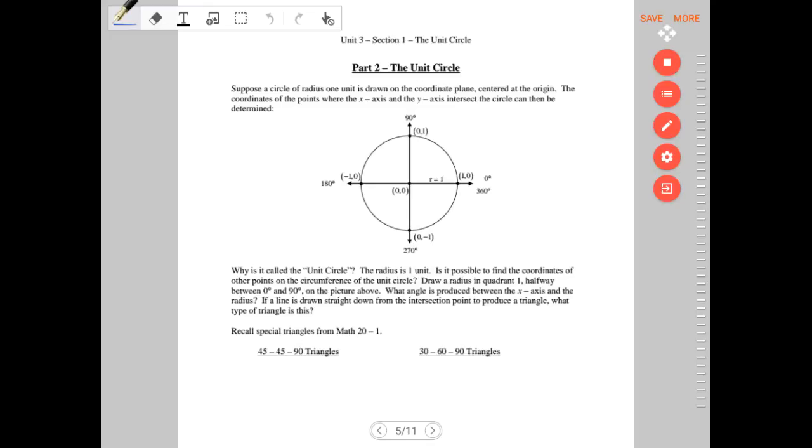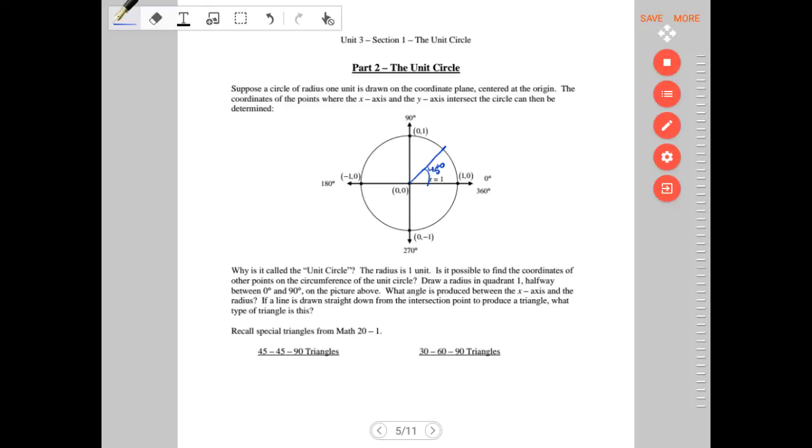Is it possible to find coordinates of other points on the unit circle? Of course. So, if you were to draw a radius in quadrant 1 halfway between 0 and 90 on our picture, so we go right about here, what angle is produced between the x-axis and the radius? Well, halfway between 0 and 90 would be half of 90, so that would be a 45-degree angle.